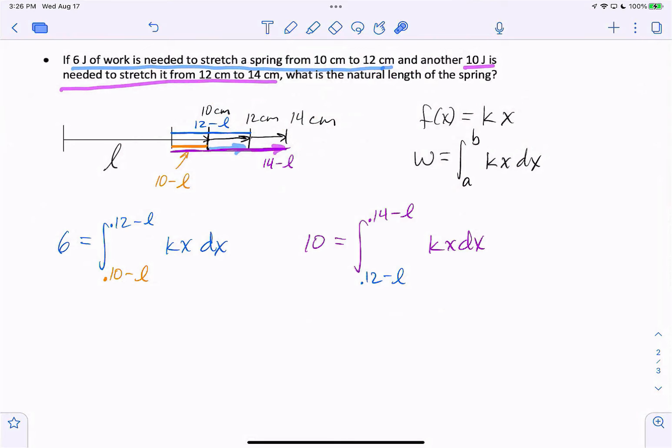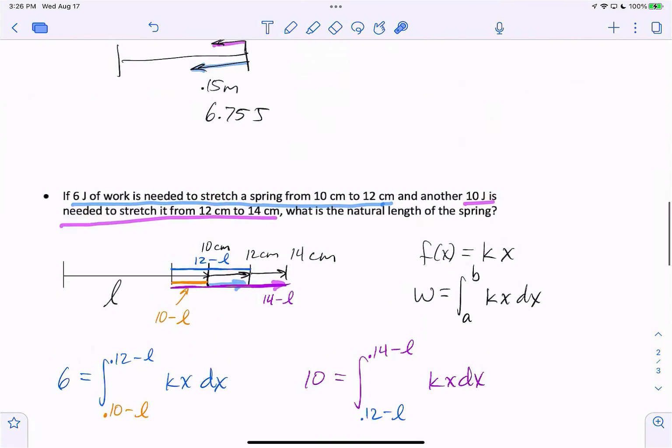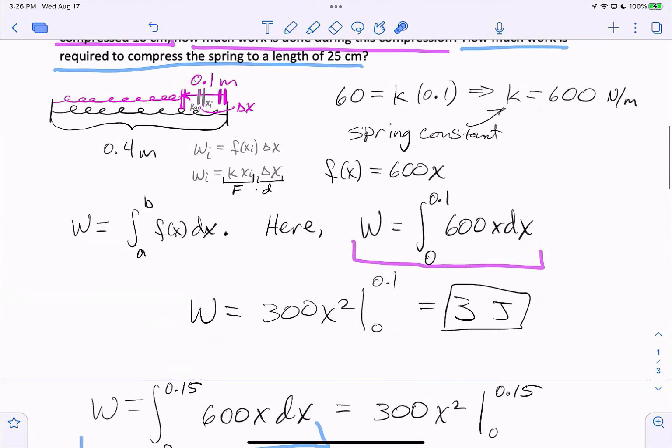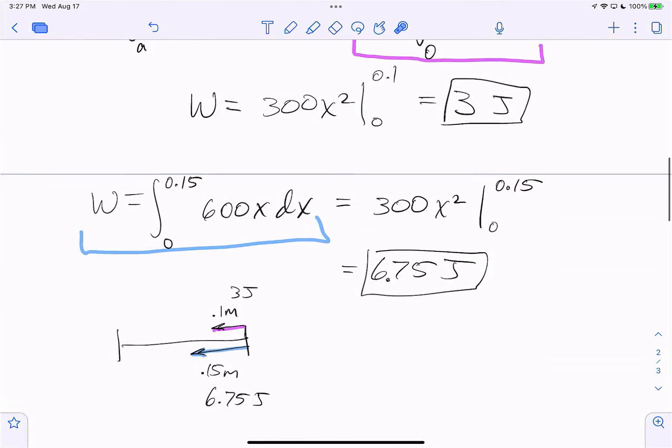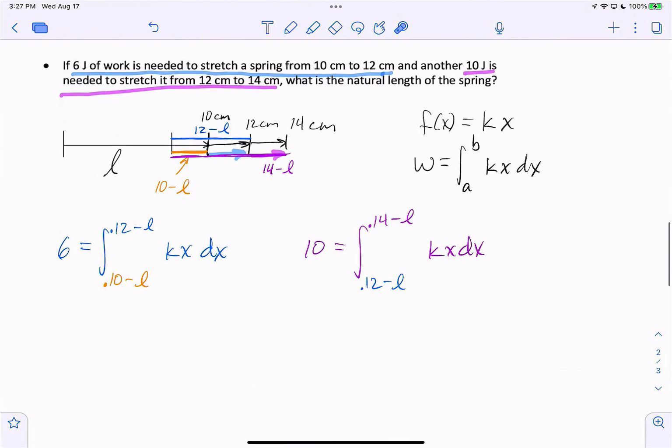Let's back up, though. How did we know that we needed to set up an integral and not start with f of x equals kx? The answer is we were told how much work was needed to stretch a spring. It's not like the previous problem in which we were told the force that was required to hold a spring. Okay? So we have to pay close attention to the information that we were given. Integrating these is pretty straightforward. We're going to use the power rule.